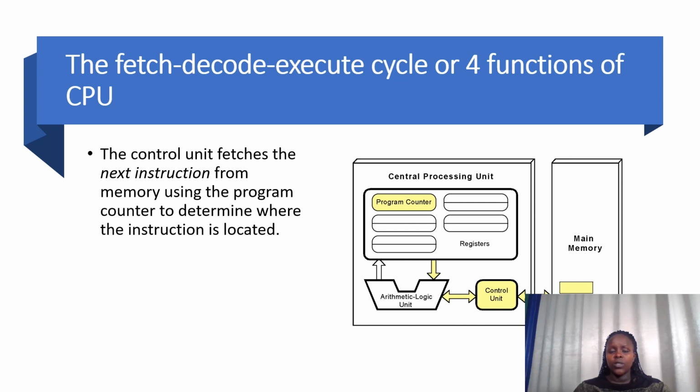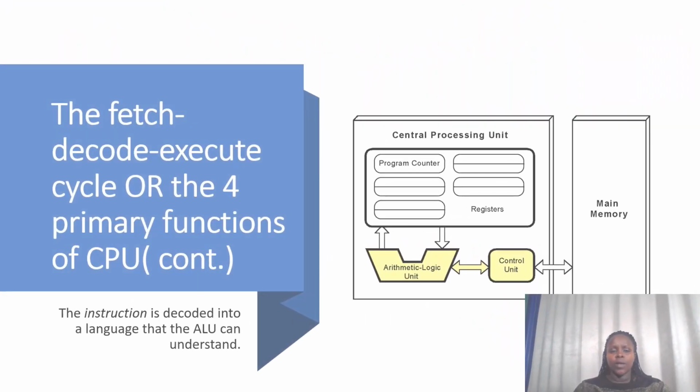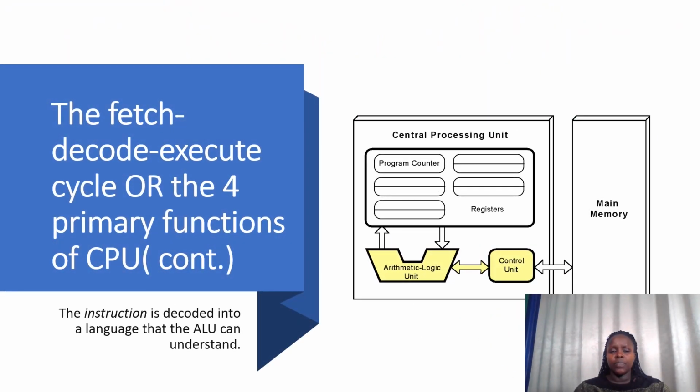The control unit here fetches the instruction from the main memory. Then the instruction is decoded into a language that the arithmetic logic unit can understand. The control unit takes the data from the main memory and brings it to the arithmetic logic unit.